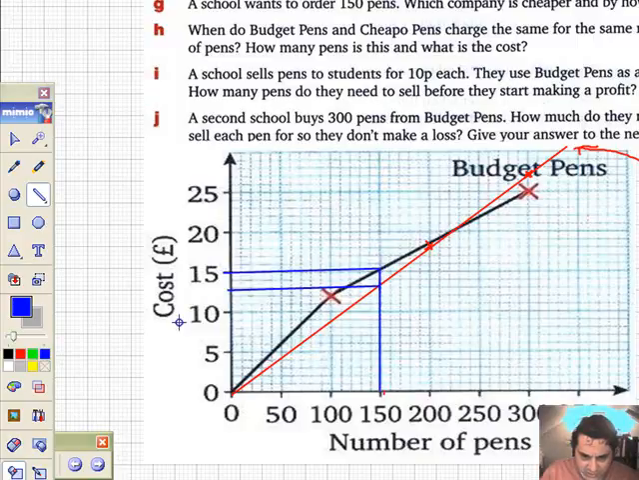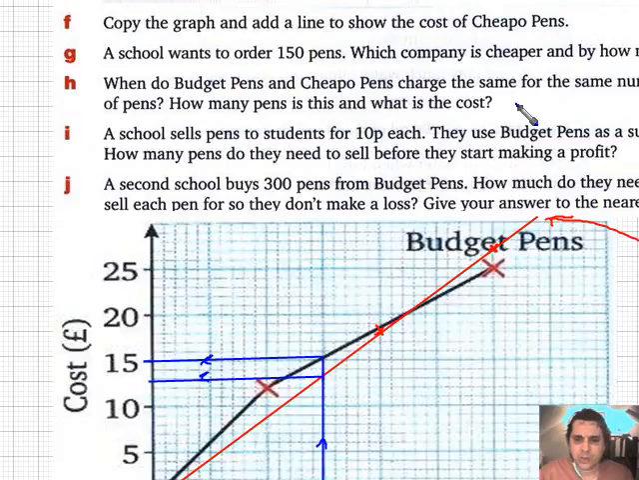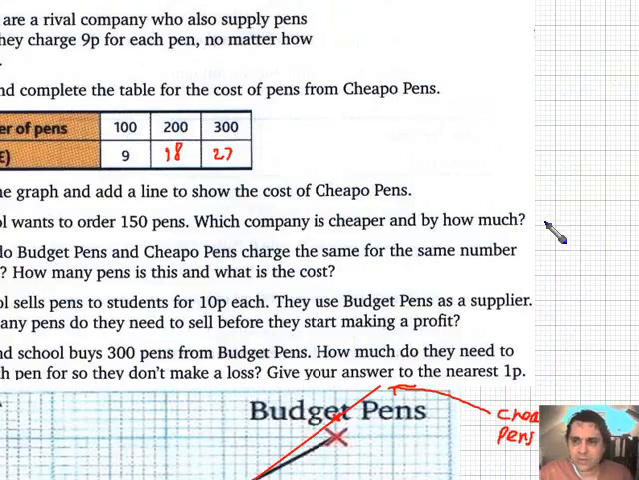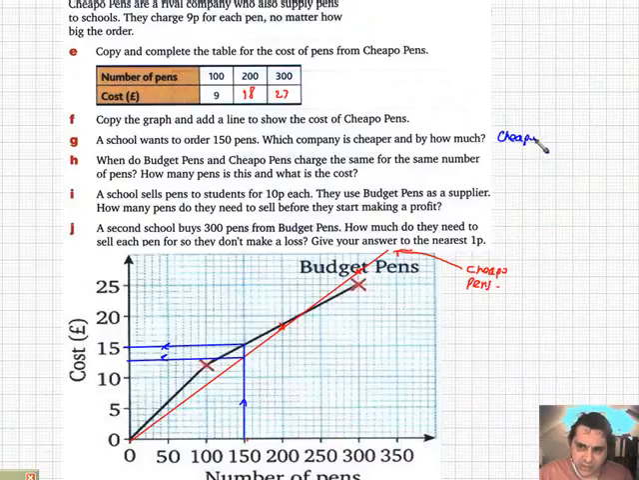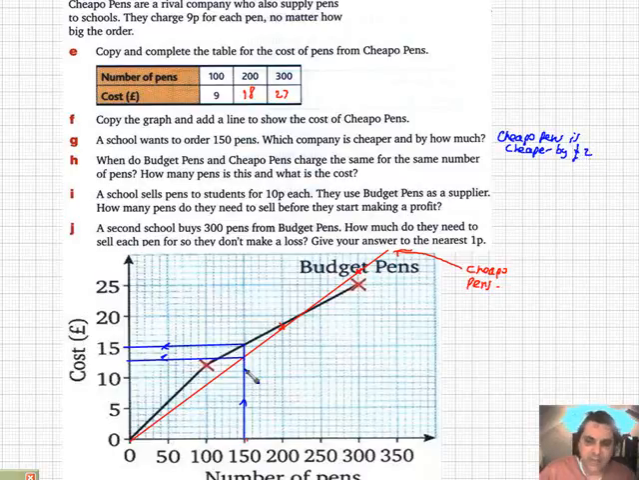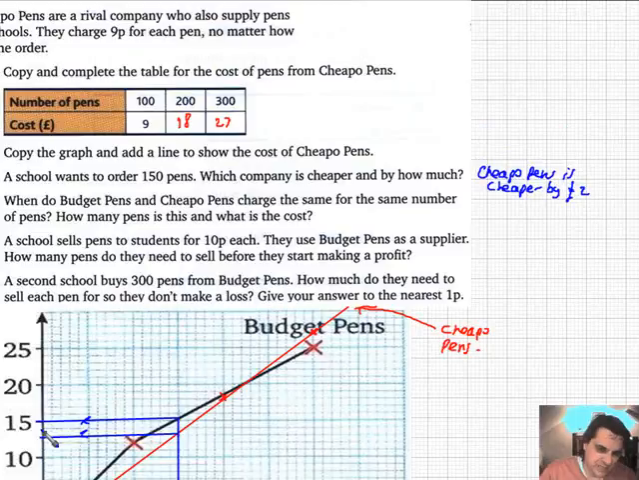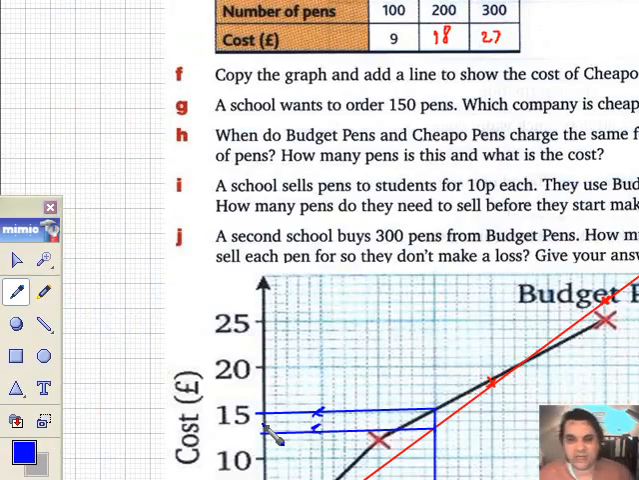It's so hard to judge this. I'll give you the best answer I can give anyway. So we went up and we turned left and we turned left. So which is cheaper? Well, we hit the Cheapo Pens first. So which is cheaper? And by how much? Okay, so Cheapo Pens is cheaper. And by how much? Well, I see 2 squares there roughly, so you're looking at £2. Alright, you don't have to read off the Cheapo one and the Budget one. You can see the spacing between them is £2, so that's good enough.